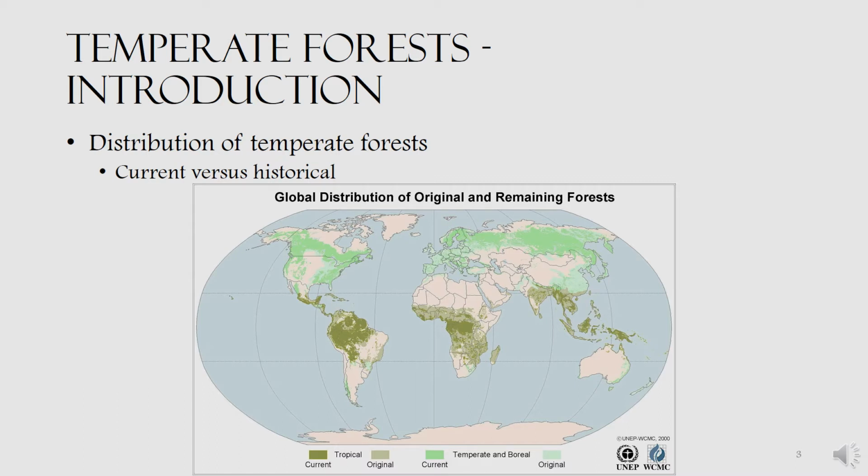And although these colors are tricky to tell apart, we can contrast that previous map with this one showing current versus original distribution of both temperate and tropical forests. If you can parse out those colors, we can recognize there have been major disturbances and land conversion of temperate forests. Although we've lost lots of tropical forests, particularly in Africa and Southeast Asia, temperate forests have definitely gone away and been heavily disturbed due to human activity. Most of Europe used to be temperate forest, but of course now we associate it more with farmland and cities.